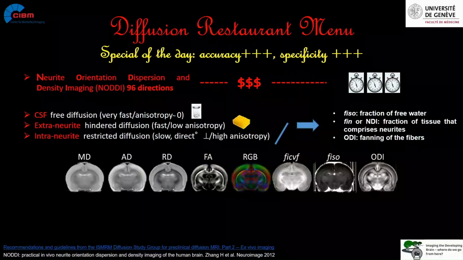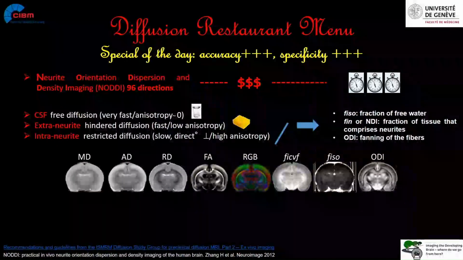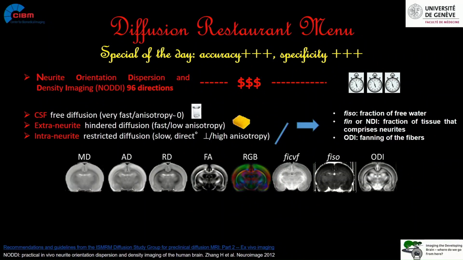And with this model, when you fit your data, you have access to the DTI maps, but also the intracellular volume fraction, or intraneurite volume fraction, or neurite density index. There are several names for the same thing, which is the fraction of tissue that comprises neurites. When we say neurites, it's axons or dendrites. Then the isotropic volume fraction, which is the fraction of free water. And the orientation dispersion index, which is an index that mimics the fanning of the fibers.